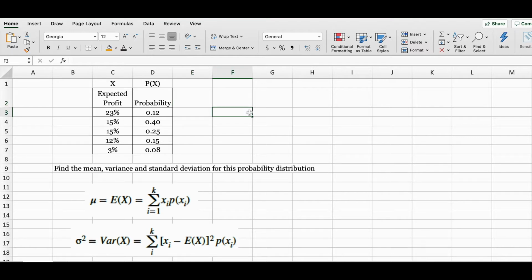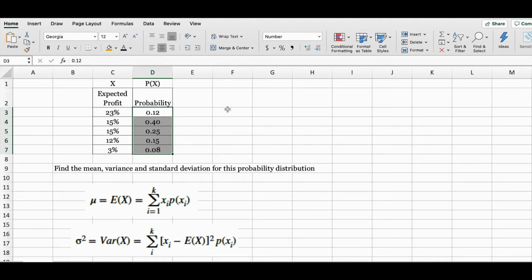I've also put the formula for the mean and the variance, and the standard deviation is the square root of the variance. In Excel, there is a function called the SUMPRODUCT function. The SUMPRODUCT function allows us to find the mean in very few clicks. To use it, we need two arguments, and the only requirement is that they must be of the same size. For example, we're going to use our data set starting from 23 to 3. The second argument is the probability column. As you can see, they both have the same number of cells.